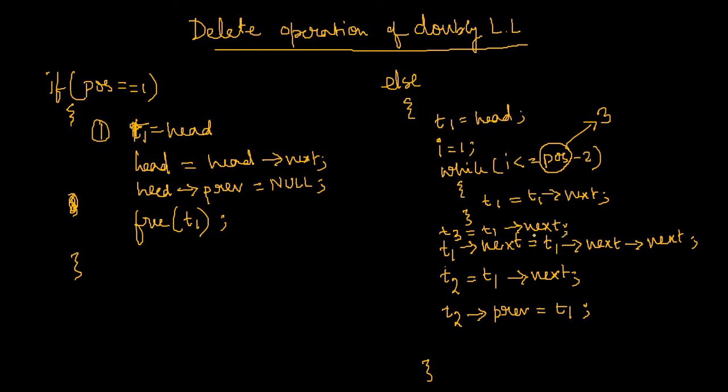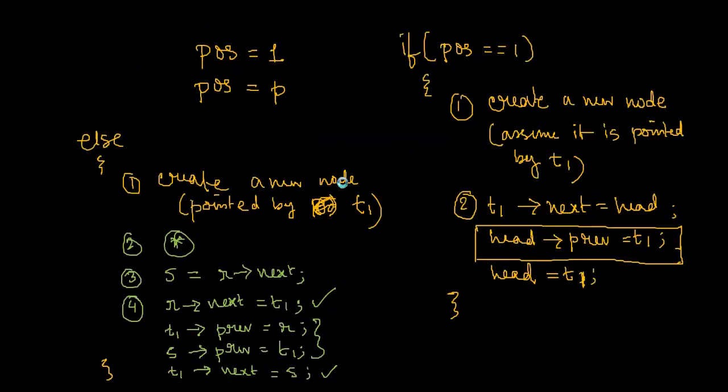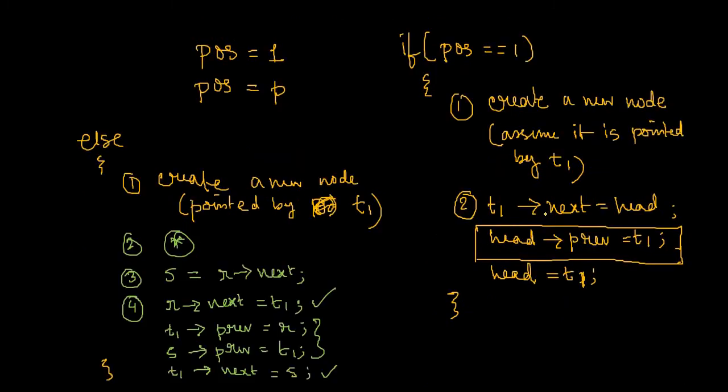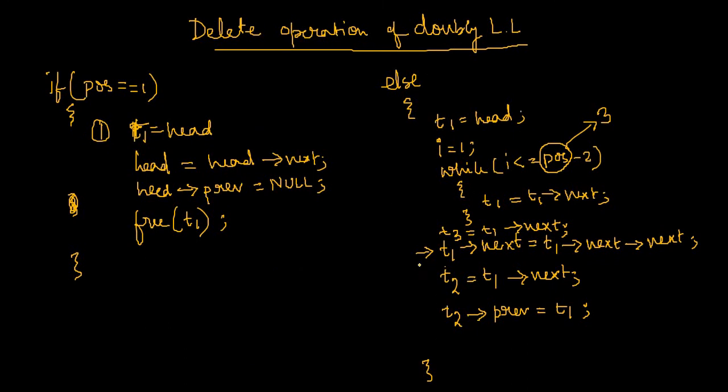You see, I'm writing T1 next. Why? The reason is that I have still not terminated the connection between this node and this node. And this connection will be terminated as soon as this particular line gets executed. That's why I have written, before this line, T3 equal to T1 next, so that T3 can point to this node. And after that, if you write these statements, there is no problem. T3 is still pointing to the node that I have deleted. So now you can easily write free T3.